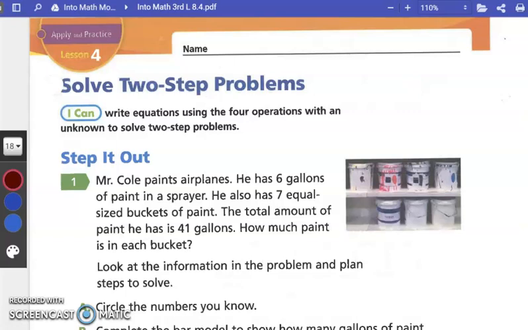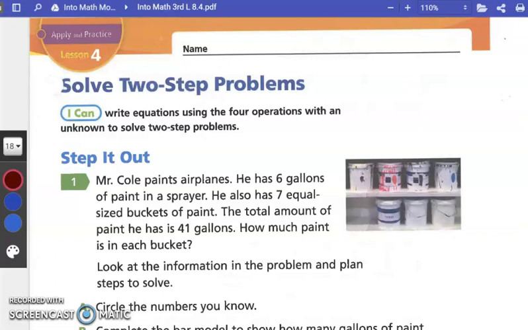Okay, today we're looking at math lesson 8.4, solve two-step problems. My I can statement says I can write equations using the four operations with an unknown to solve a two-step problem. We've already been writing equations all year, right? And we've been doing some two-step problems, correct? And sometimes those are hard because we can't decide how to start, right? So hopefully today we'll get some clues that will help us.